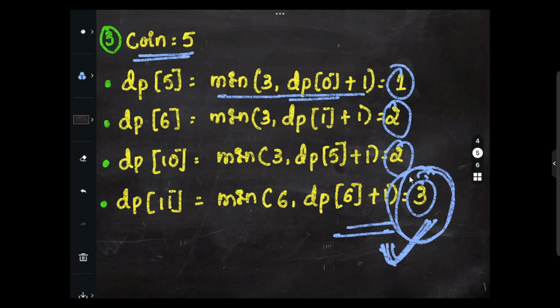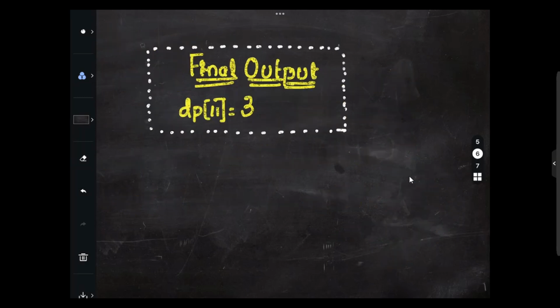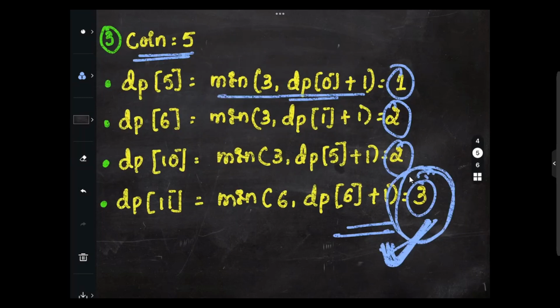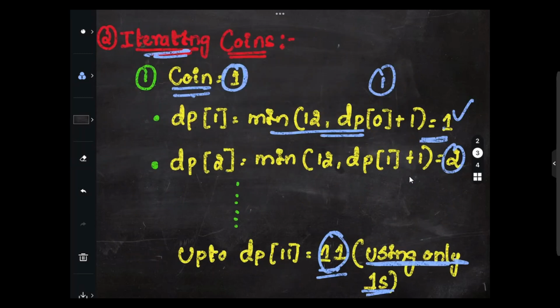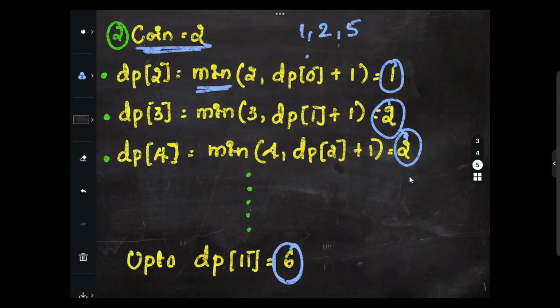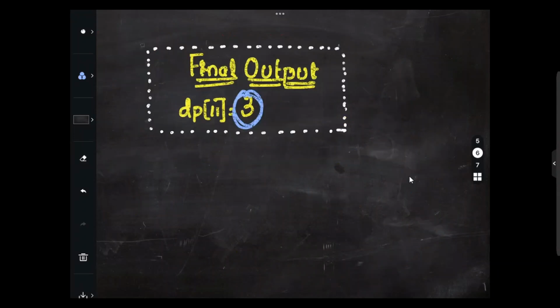So just keep this in mind. The last one we got here is 3, and this will be returned as output. So this is bottom up tabulation basically, right? So finally we got dp of 11 equals 3, and we will be returning this as output. This will be the basic calculations we'll be doing behind the scenes.